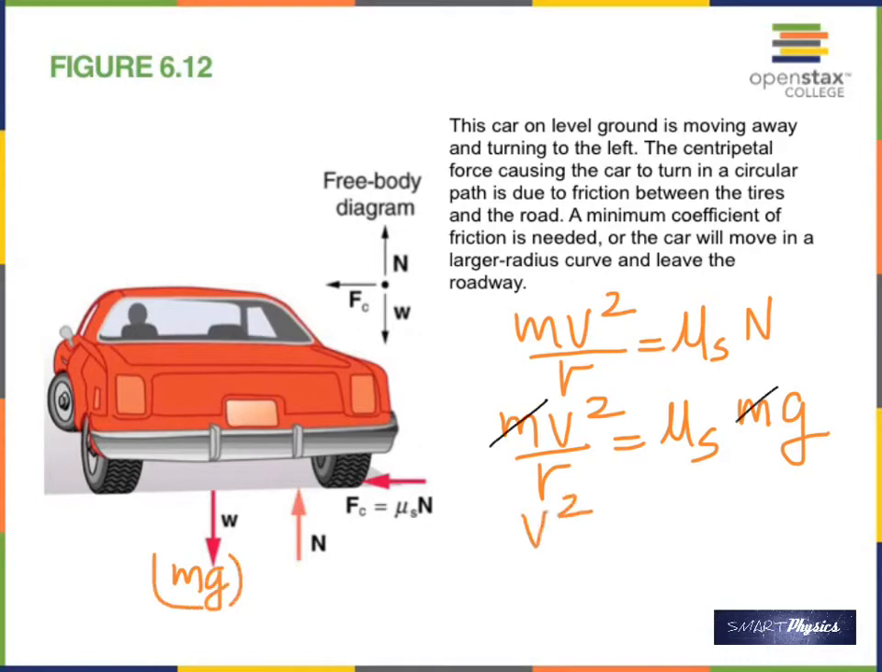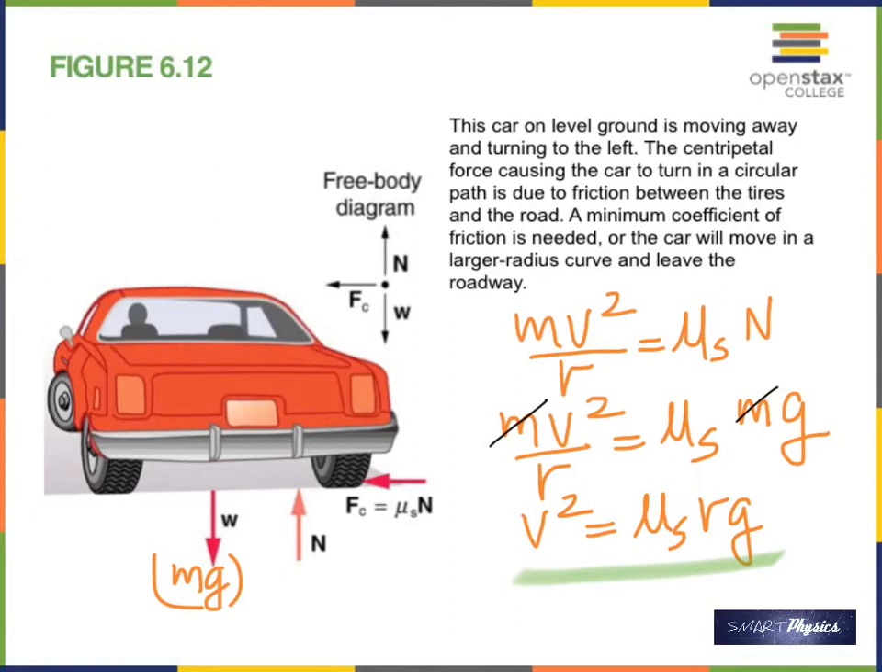Make v squared the subject, what do you get? v squared is equal to mu s, not divided by radius, it'll become multiplied by r, when it goes to the other side. That's right? Yes. Okay.